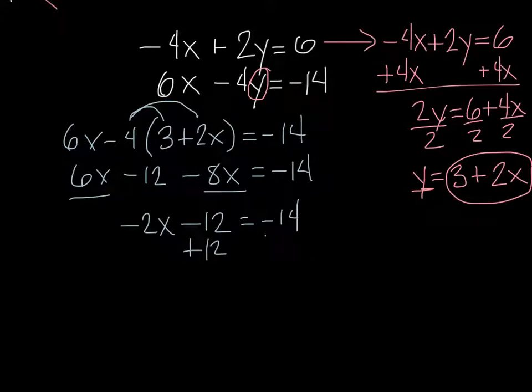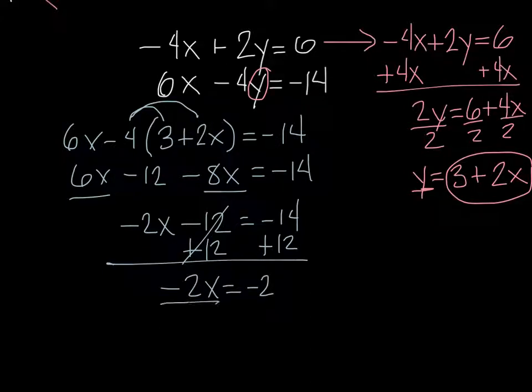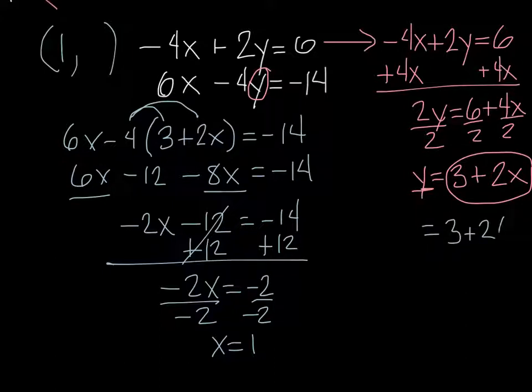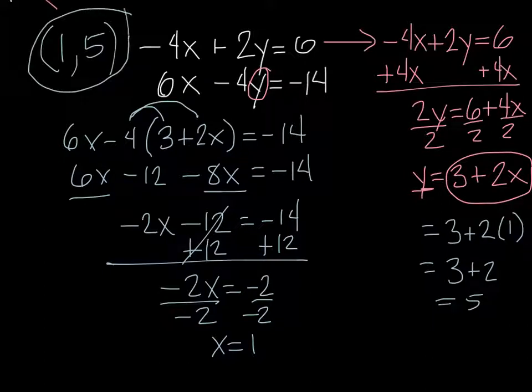So then I'll add 12 to both sides. And I get negative 2x equals negative 2, divide by negative 2, and I get x equals 1. Now that's part of my solution, so x equals 1. Now I've got to find the y value, so I'm going to go back to my substitute, remember from the last problem, and plug in 1 for my x value. And I get 3 plus 2, which gives me 5. So my y value is 5. Okay, this is my answer.